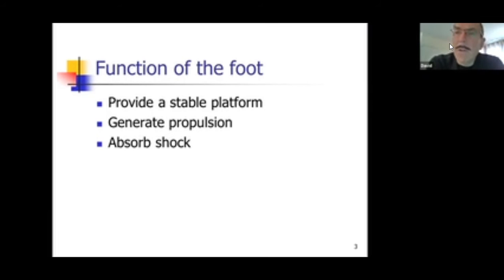The other one is shock absorption. Obviously, when we're walking and running, we need to be able to absorb the shock of heel strike. And when it comes to the biomechanics of the foot, which we'll look at shortly, you'll see how important the mobility of all the joints within the foot actually are. And sometimes I think we take them a bit for granted.